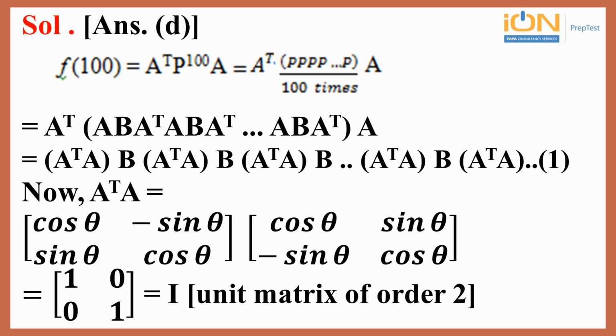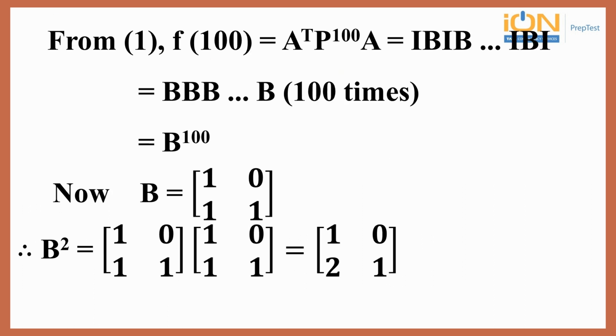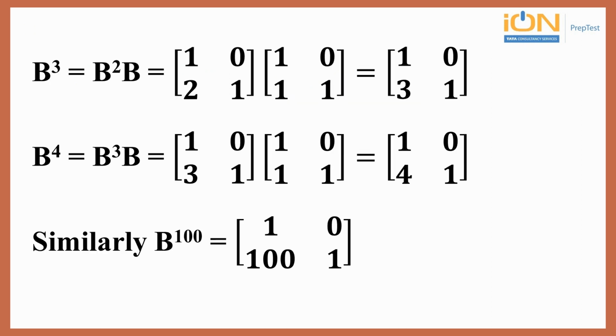But as you can observe by associativity, you can keep clubbing A transpose A, and then you will be left with B terms 100 times, and A transpose A is simply I. Therefore, we get B power 100. Hence, f of 100 is nothing but B power 100. As you can see, B square is [1, 0; 2, 1], B cube is equal to [1, 0; 3, 1], B power 4 is equal to [1, 0; 4, 1]. Similarly, by mathematical induction, you can show that B power 100 is equal to [1, 0; 100, 1].